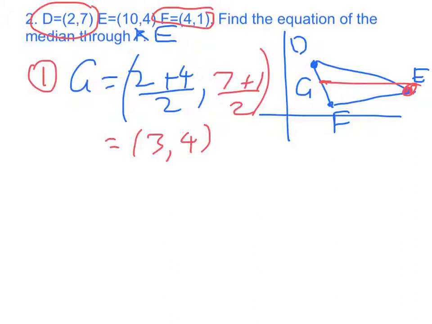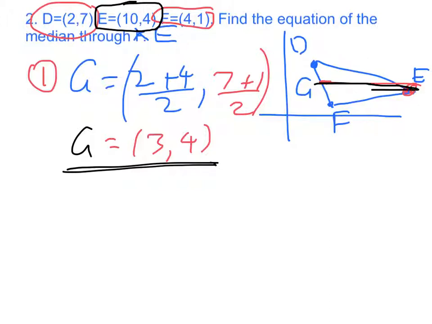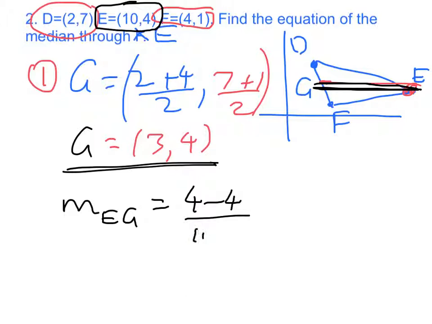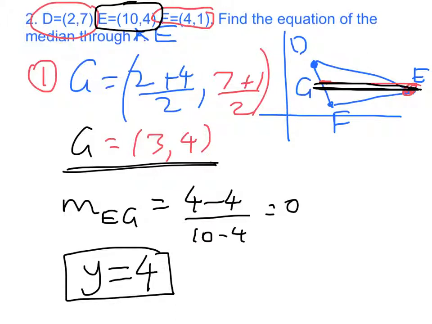Now remember in class, this is where I got you to stop and have a look. We've got G is 3, 4, and we're doing the line that joins up G and E. And if we stop and look, we'll see that they've got the same y coordinate. So what we're drawing here is a horizontal line. Now we can check that by saying m of EG is equal to 4 minus 4 over 10 minus 4, which is just 0. So we get the equation for a horizontal line, y is equal to 4. So that is the equation of the median going through E.